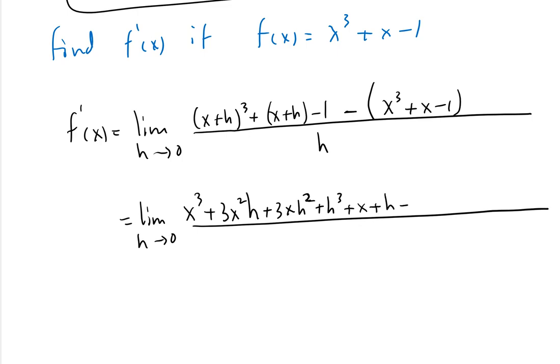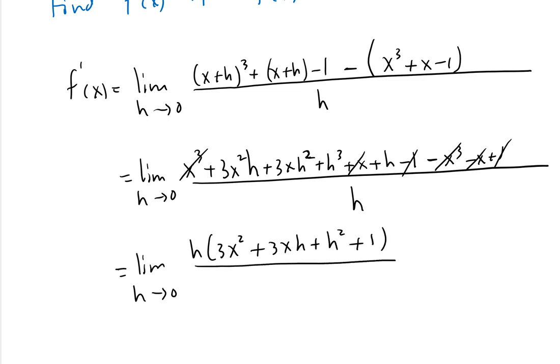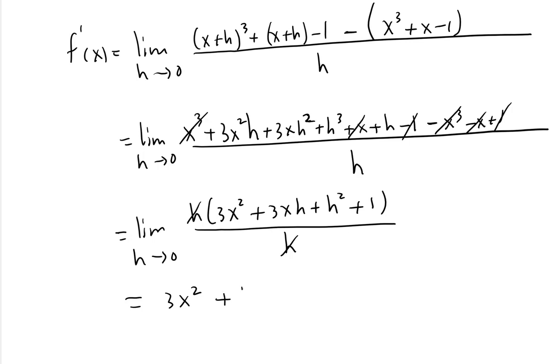Keep the x plus h the same, minus 1. Multiply the negative sign in, all over h. These cancel, the 1 minus 1 cancel, negative x cancels. We can factor h on the top: 3x squared plus 3xh plus h squared plus 1, all over h. The h cancel, and when we pass the limit, that gives us 3x squared plus 1.